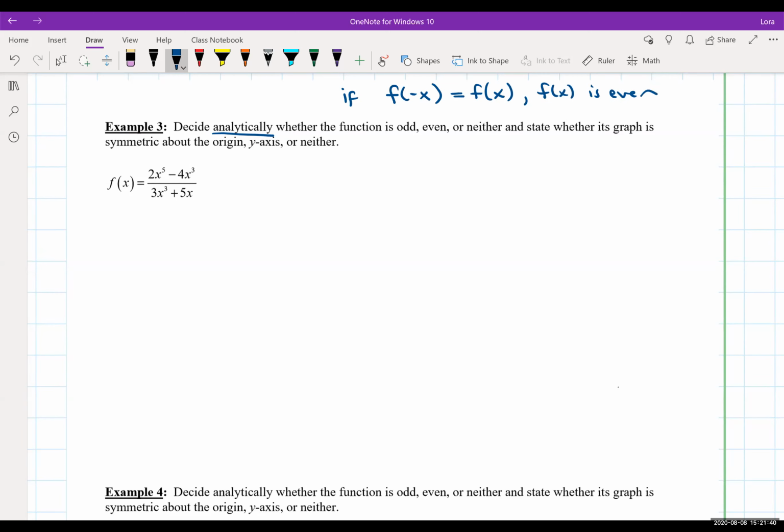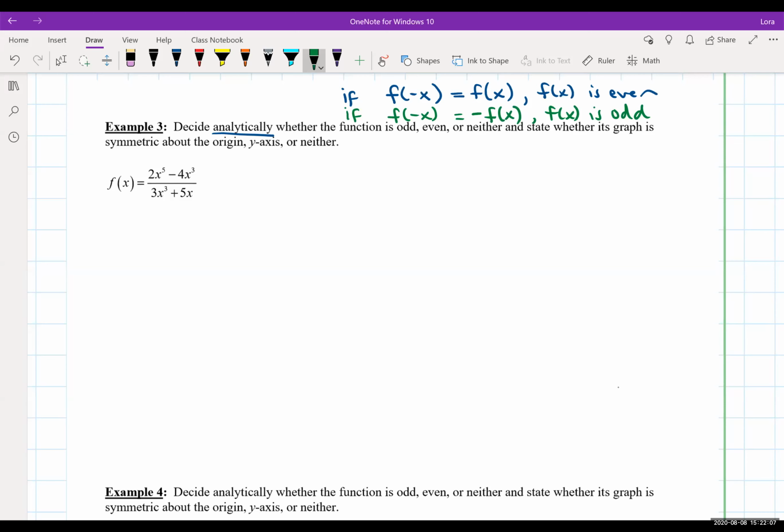And if we have a case where we plug in negative x for x, same idea, but after a little bit of algebraic manipulation we get the opposite of f of x, then f of x is an odd function. So that's what we're looking for as we walk ourselves through the process.